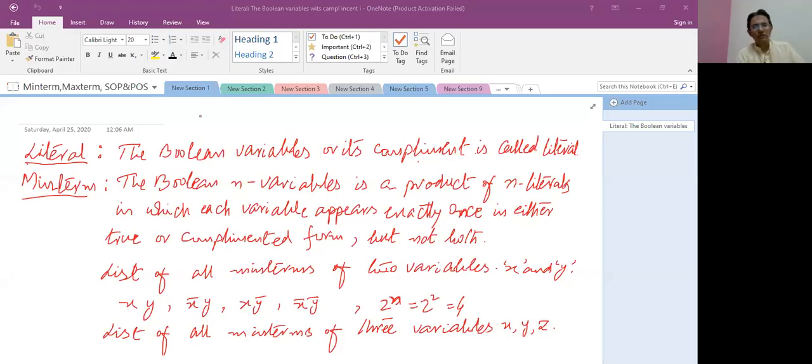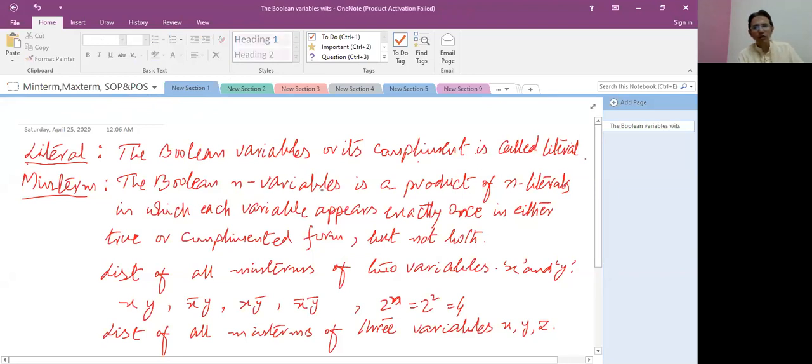Assalamualaikum, my dear friend. Today we will talk about minterm, maxterm, sum of product, product of sum, conjunctive normal form, disjunctive normal form. We will discuss one by one, friend. So first we start from the literal. The word literal means the Boolean variable or its complement is called a literal.